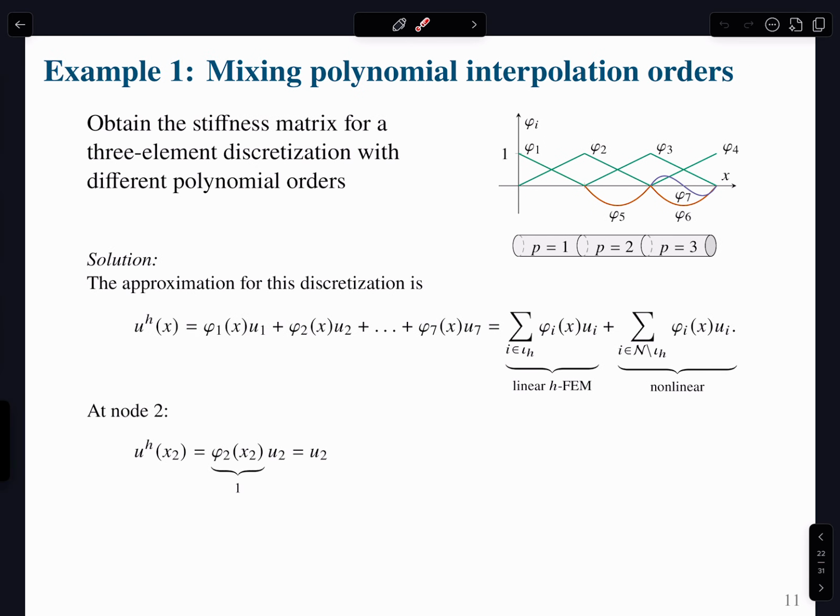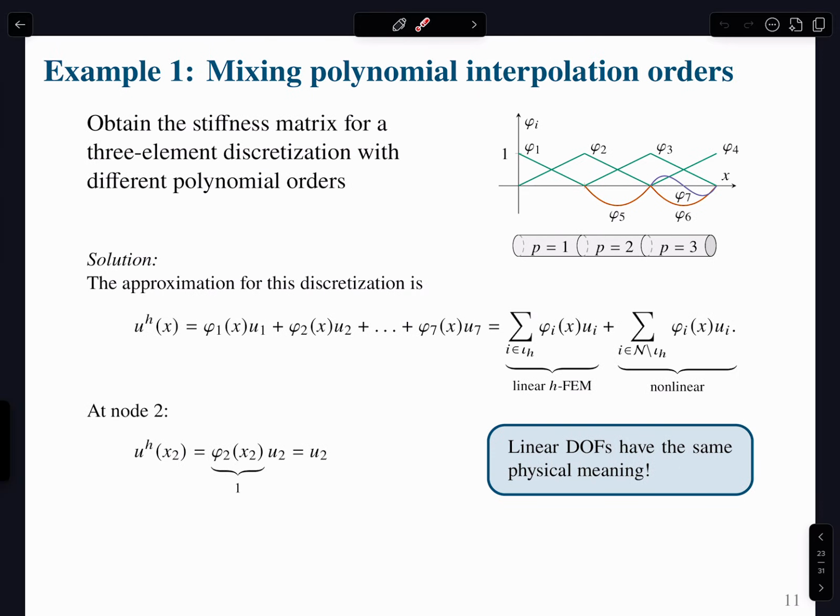Okay, so let's look at what happens at 2 nodes in this mesh. If I want to evaluate the field at node 2, so basically I am right here. I know that all functions are equal to 0 except for phi2. And so phi2 evaluated at x equal to 2 is equal to 1. Remember, the linear functions are still satisfying this Kronecker delta property. Only the linear functions, taken separately, okay?